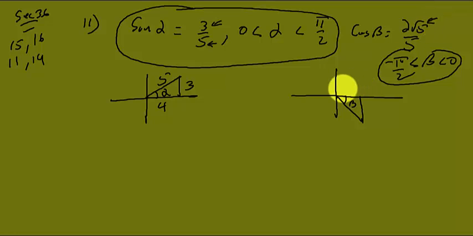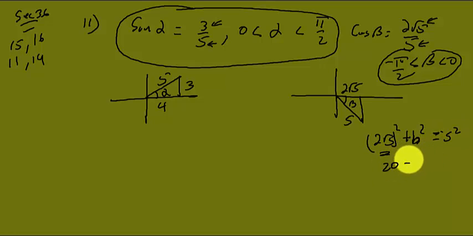This is my adjacent, which is 2 rad 5, and that's my hypotenuse, which is 5, and I have to go find that. Okay, so I'm going to go 2 rad 5 quantity squared plus b squared is equal to 5 squared. This turns into 20 when you simplify, plus b squared is equal to 25. Subtract, b squared is equal to 5. Take a square root, b is equal to plus or minus rad 5. Since this goes down, that's got to be negative rad 5.